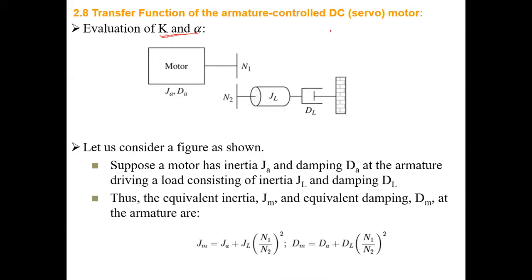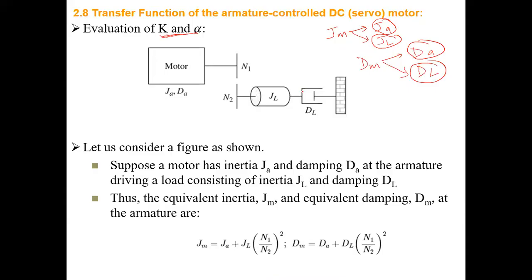Now remember that JM was what? JM has two parts, JA and JL, right? Remember, I called it last time. Then DM has two parts also, DA and DL. Because you have to take the load into account, not only the motor itself. So we call it two parts: one part is from the motor, which is JA, and the other part is from the load. Similarly with the viscous damping also.